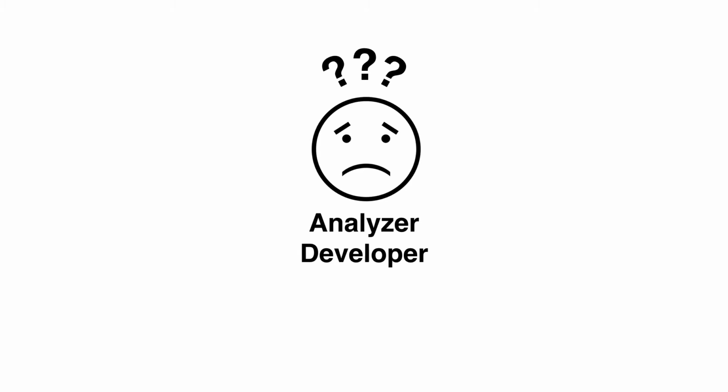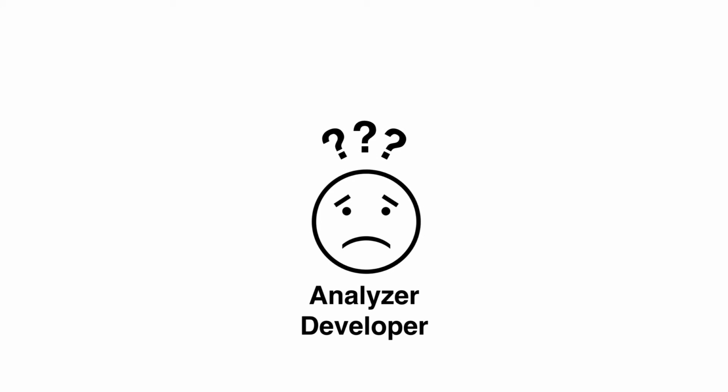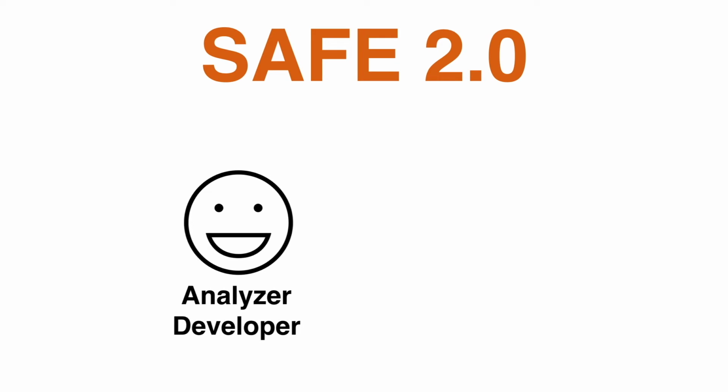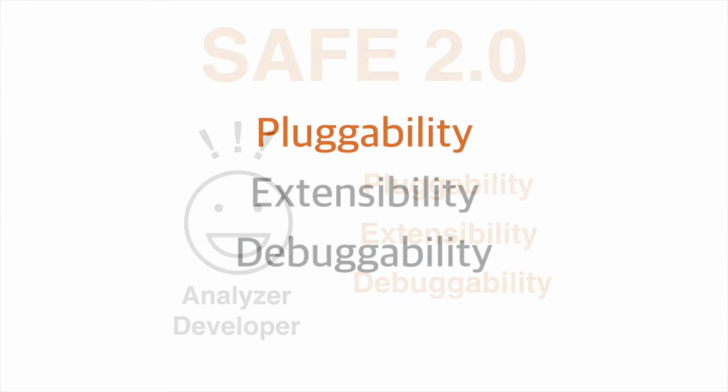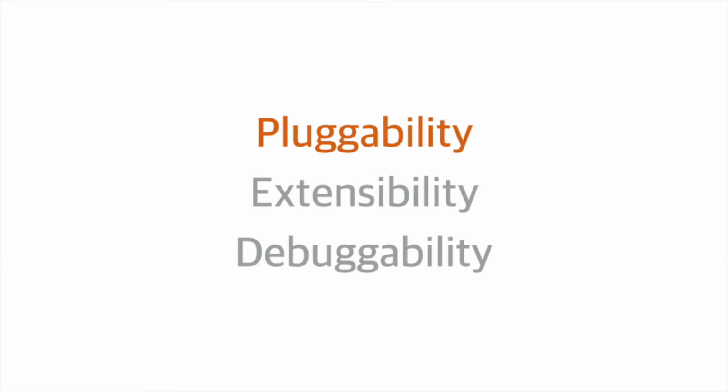To help them easily experiment with analysis techniques, SAFE2 supports three main features: Plugability, extensibility, and debugability. Let's take a closer look at them one by one. The first one is Plugability.